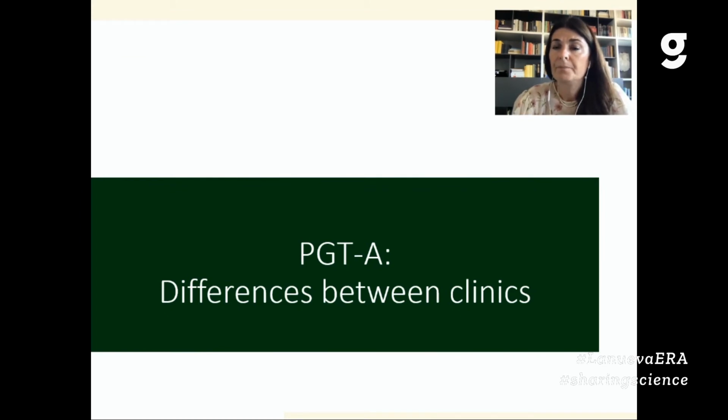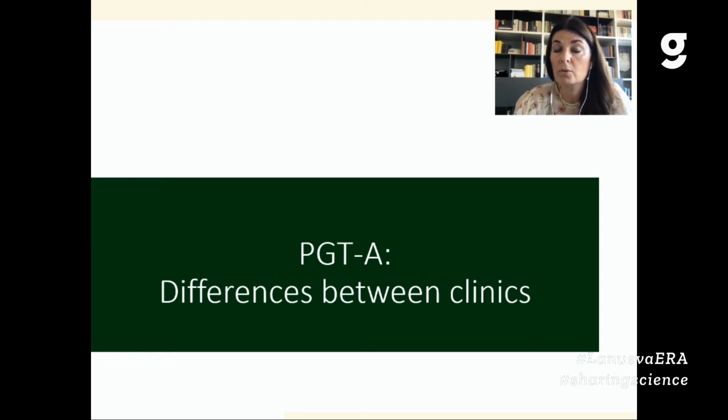So PGT-A is very important. And I think that the clinics are proposing this to the patient because it's so important what we are proposing to the patient. We are proposing to increase our positive predictive value. We are proposing to assess important potential malformation in the embryo. So we have to have an optimized technique because we are proposing add-ons.